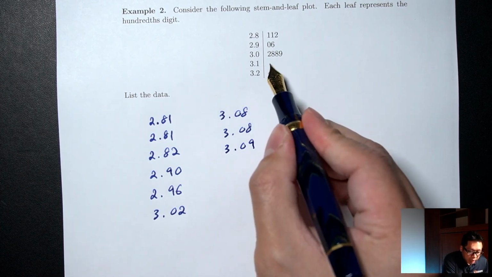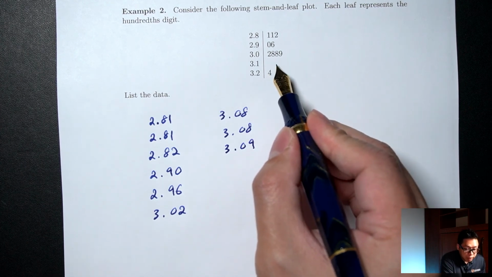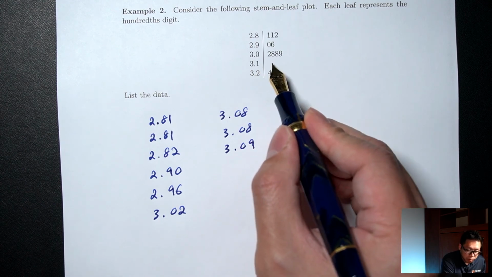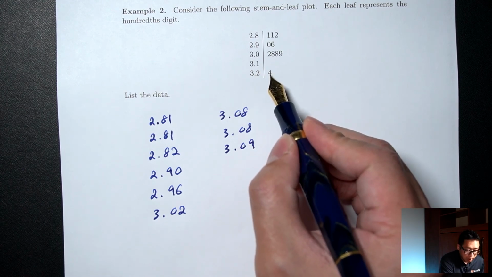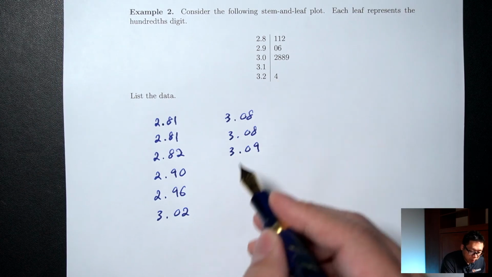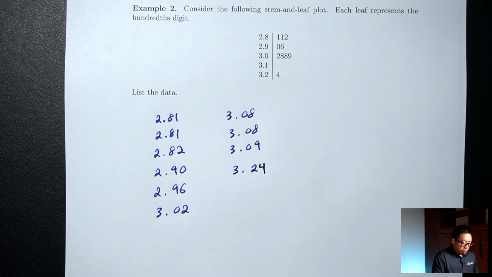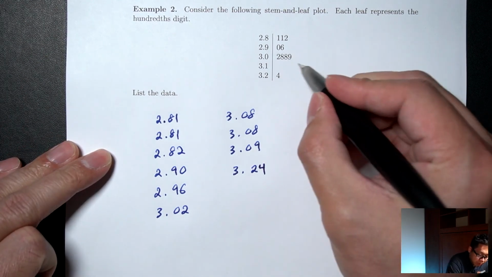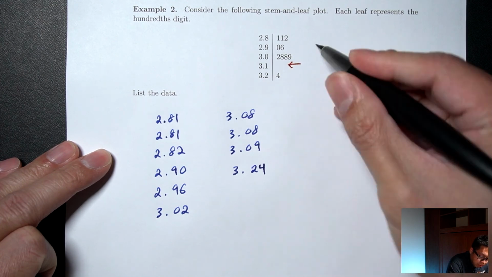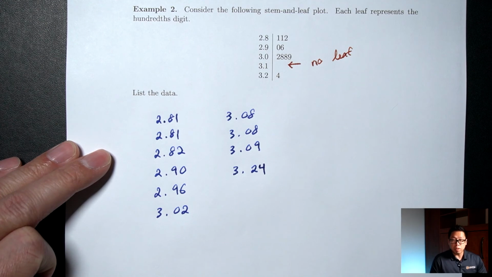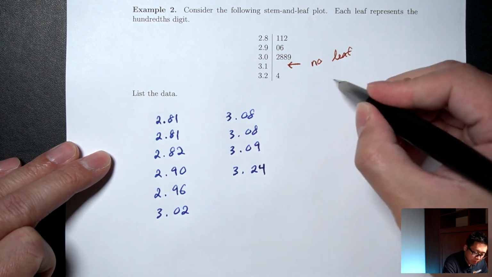Now, I have a blank here, so if there's no leaf, that means there's no number that starts with 3.1. Okay, which means our next number is this 4. That's going to be 3.24. Let me write that down. No leaf means that there's no number that starts with 3.1.